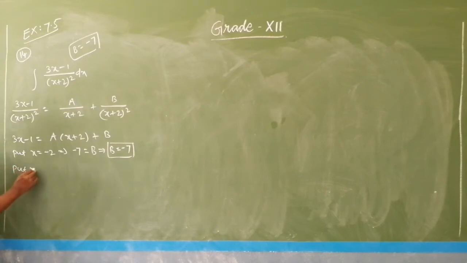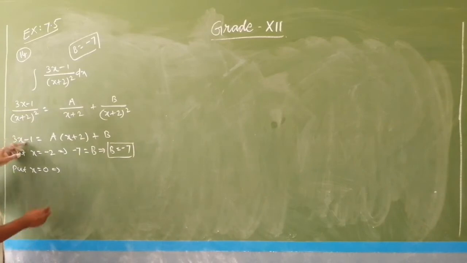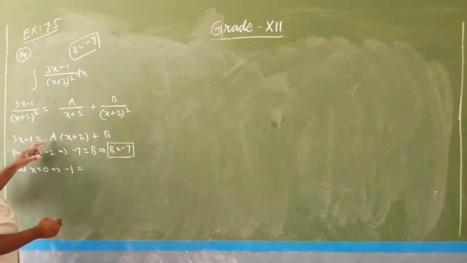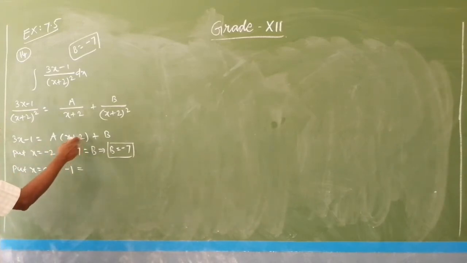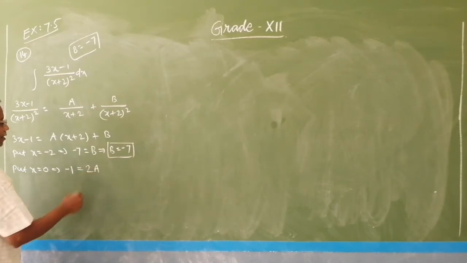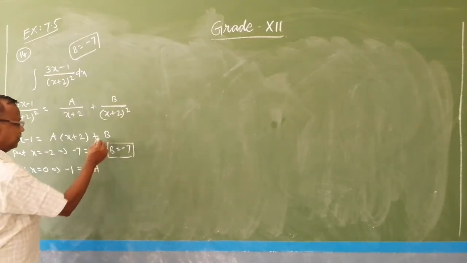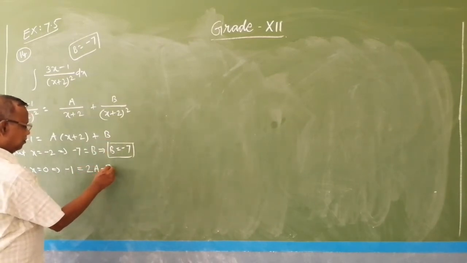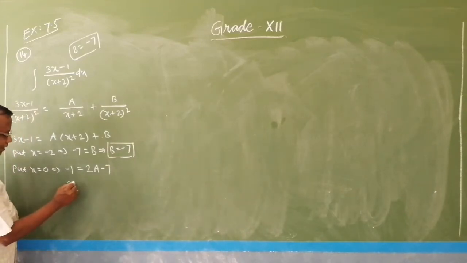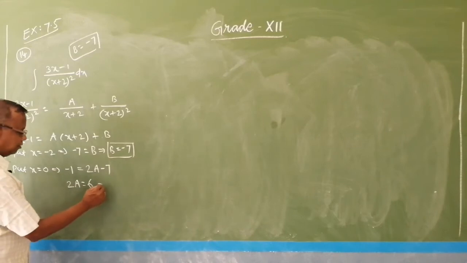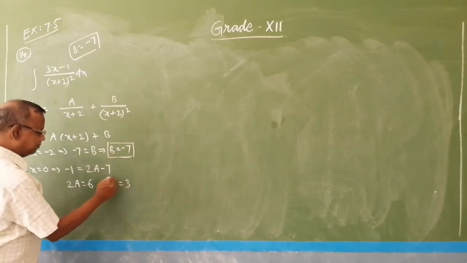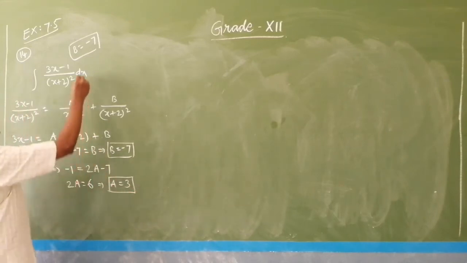So let me put x equal to 0. When x equal to 0, this term is 0, so LHS is minus 1. So minus 1 equal to a into (0 plus 2), 2a, we have 2a plus b, equal to minus 7. So minus 7. So 2a equal to 6, minus 7 becomes 7, 7 minus 1, 6. So a equal to 3, a equal to 3.